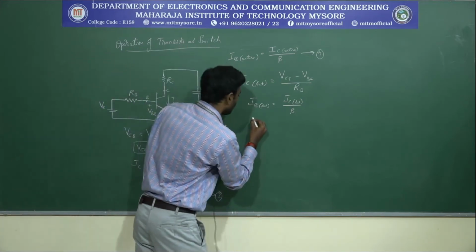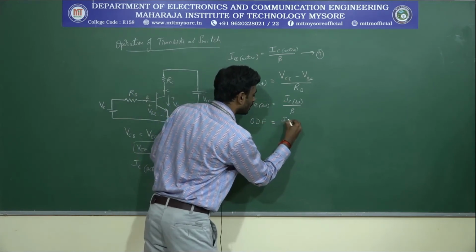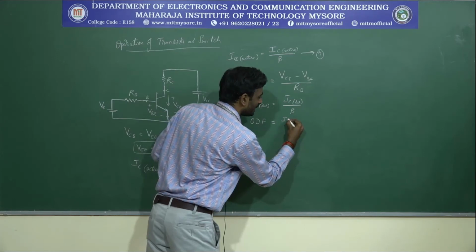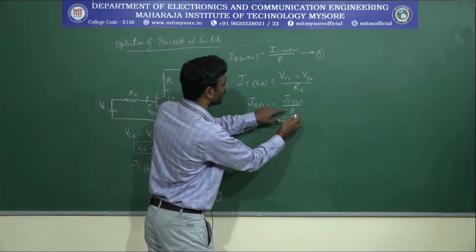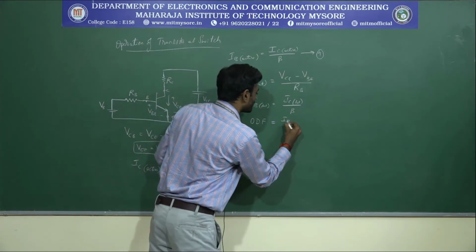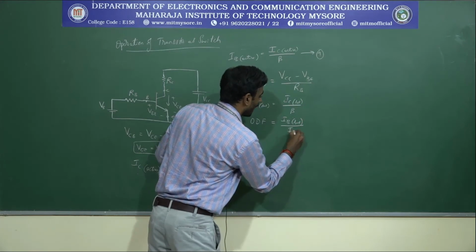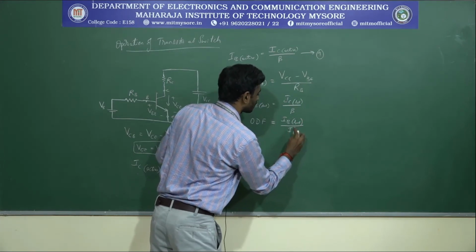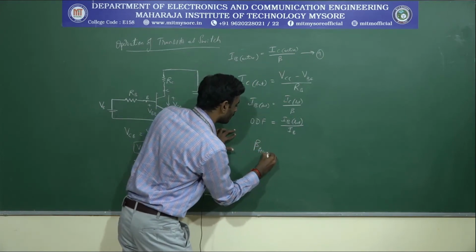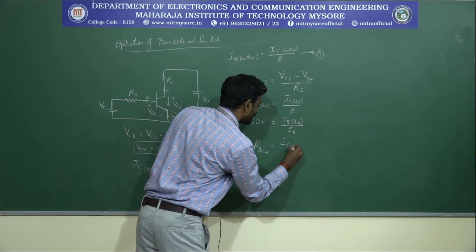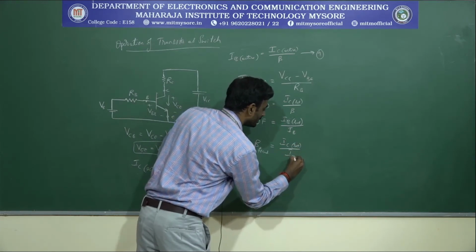Similarly, if you consider the overdrive factor, that will be called ODF. If you want to find out this value, you need to divide the IB value by the IB saturation value, where IB saturation is IC saturation divided by beta. And if you want to find out the beta forced value, the beta forced value can be calculated as IC saturation divided by the IB.